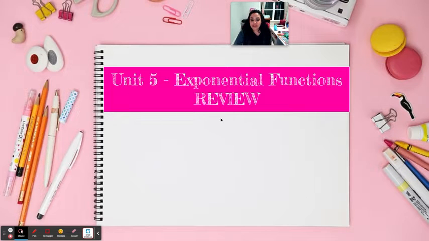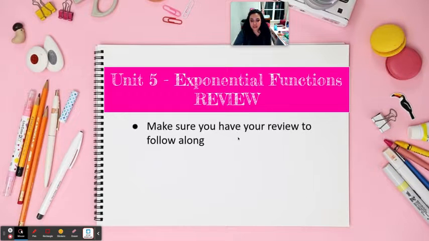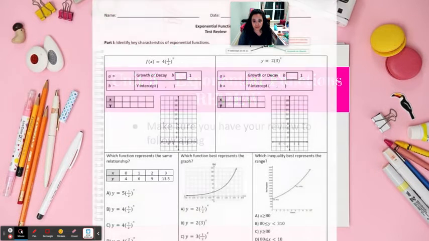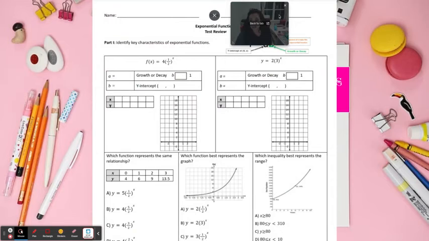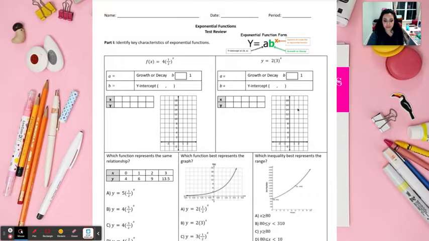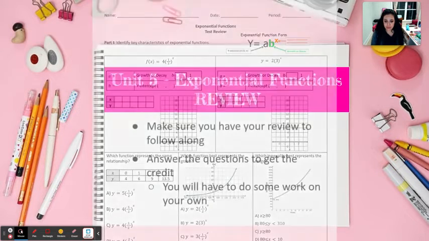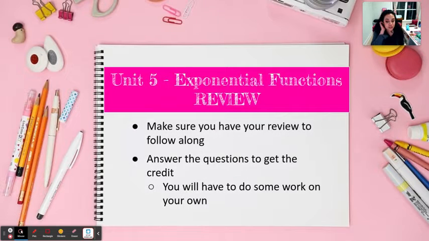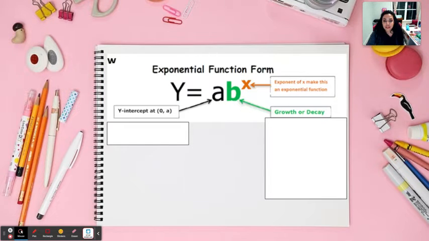So again, this is the Unit 5 exponential functions review. Make sure you have your review to follow along. If you forget what the review looks like, it's the one that looks like this. And then answer the questions to get the credit. By the questions, I mean the ones that pop up right here on this puzzle. You will have to do some work on your own, so I'm not just giving all the answers. All right, so let's get started.